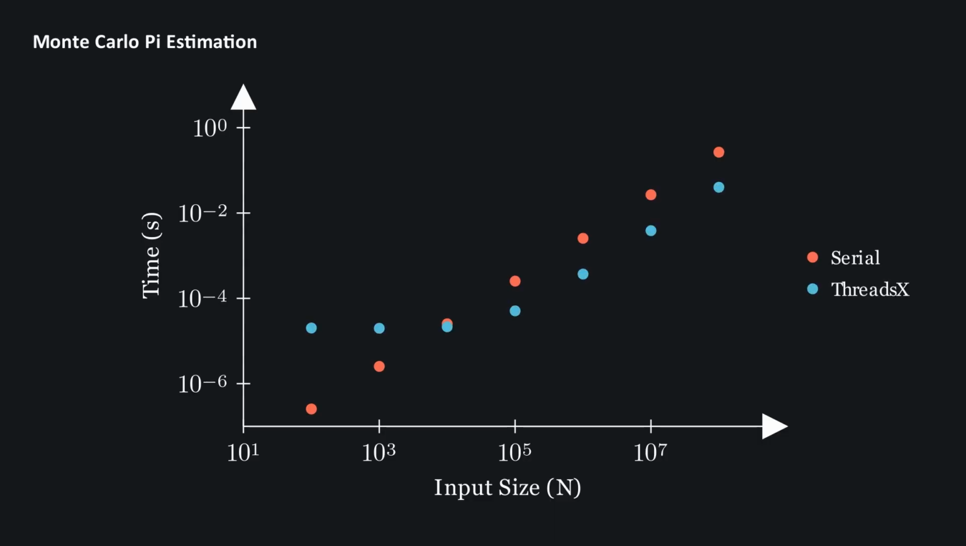For lower values of n, our parallel implementation was actually a lot slower than the original implementation. In fact, for n equals 10, the parallel implementation is around 100 times slower than the serial implementation. This is not really the result people expect when they start to parallelize their code. Why is the parallel implementation so much slower?